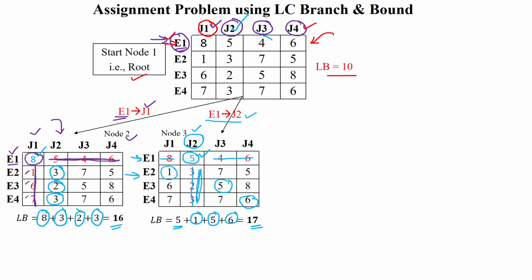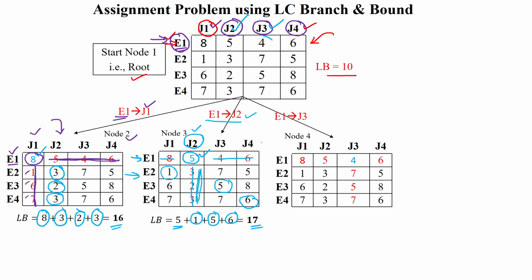Then job 3 may be assigned to employee number 1, right? So when you are assigning job number 3 to employee 1, once it is assigned, employee 1 is engaged, he is not available. Like that, job 3 is assigned to employee 1, so it is not available to others. Now we have to calculate the cost. So the lower bound: the cost of assigning to employee 1 is 4. Then for the remaining rows, the least cost value for employee 2 is 1, the least cost value in the third row is 2, and the least cost value for employee 4 is 3. So now the lower bound for this node number 4 is 10.